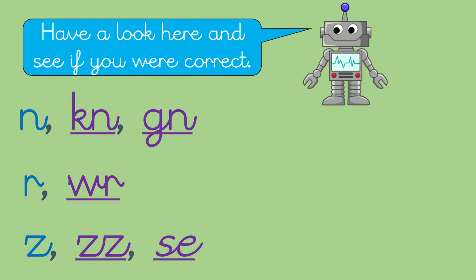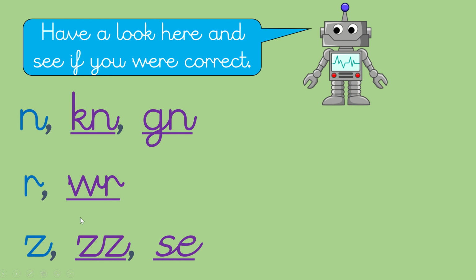So, Rex says, have a look here and see if you were correct. Right, for the N phoneme, we've got the N, that's Rex's grapheme. And then we've got 2 Kathy graphemes. One is the K and the N, together that says N. And the G and the N together, that says N. Okay, the next phoneme was R, and I asked you to write 2 graphemes. So we've got the R on its own, that's Rex's grapheme. And then the Kathy grapheme is a W and an R. There were just 2 of those.